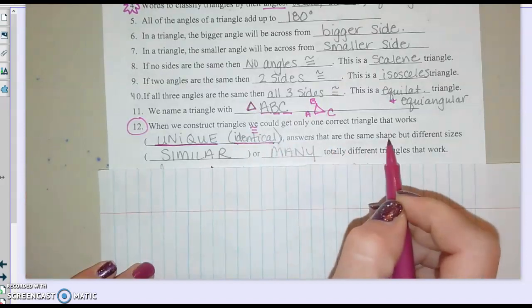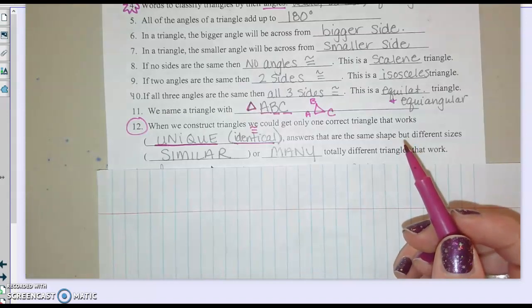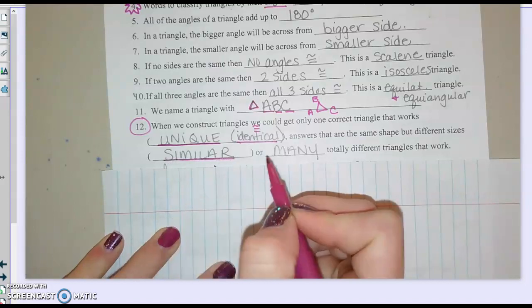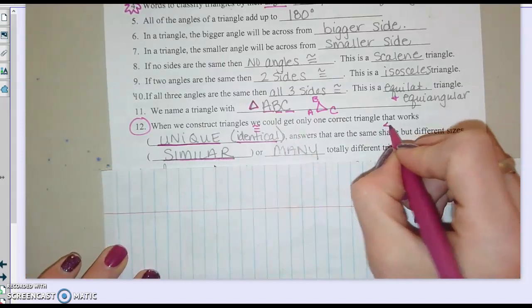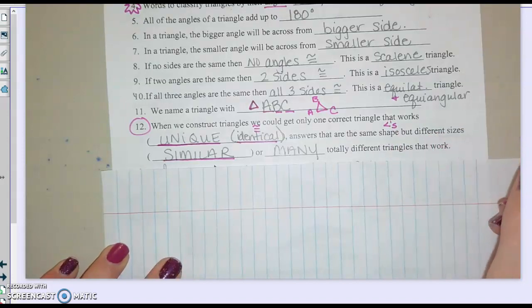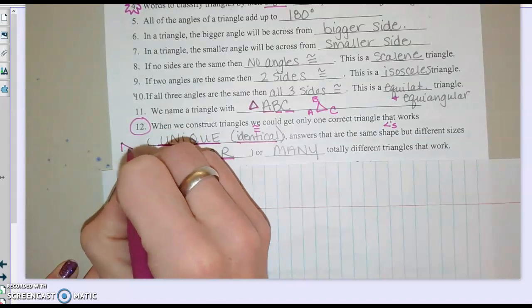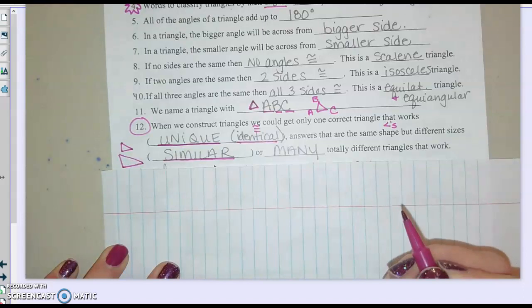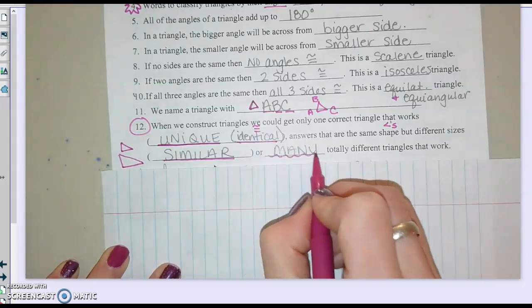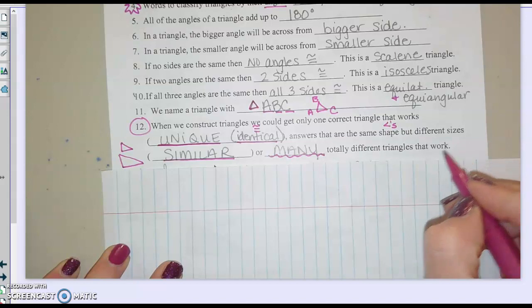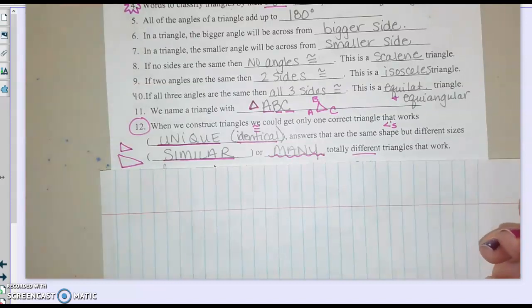We could also get answers that are the same shape but different sizes. Okay, so we call that similar. And basically this means same shape means they have the same angles, but they could be different sizes. Okay, so an example might be like this right triangle and then one that's a little bit bigger but still the same shape. Or it's possible that we could get many totally different triangles that work, right? If all I do is ask you to draw an isosceles triangle, we could all have something completely different and it would still be right.